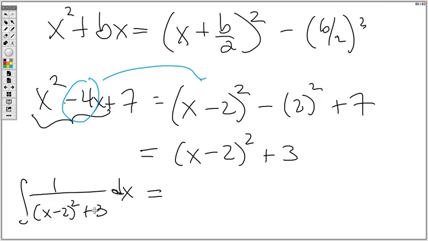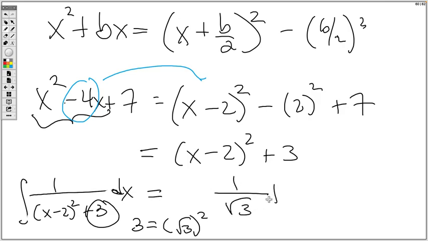And once again, this is one of your arctangent formulas, but instead of an x, you've got an x minus 2, but that's a linear substitution, so we're cool with that. 3 is the square root of 3 squared. So that is that part of the integral.